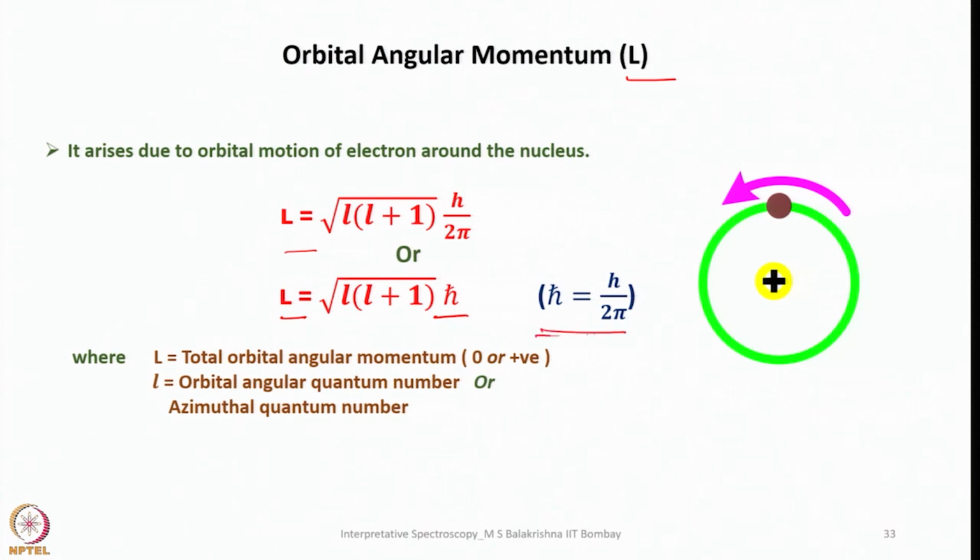Well, we all know that h bar equals h over 2 pi, where capital L is the total orbital angular momentum. It can be 0 or positive, and small l is the orbital angular quantum number, also called the azimuthal quantum number. So typically you can show it like this, okay, an electron revolving around the nucleus.